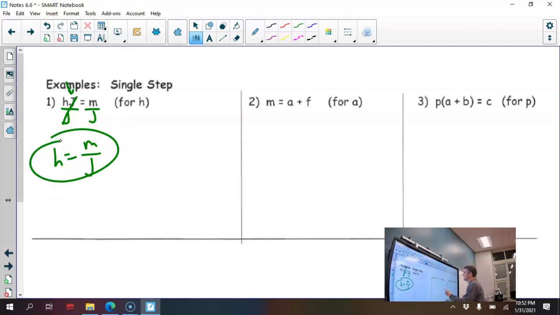Or in the second one here, I want to solve for the a, so I need to get rid of the f. The f has been added, so I'm going to do the opposite. I'm going to subtract f from both sides, and I get m minus f.